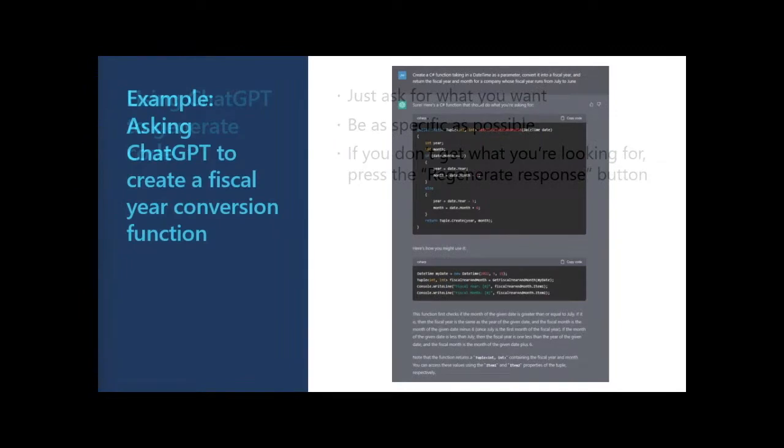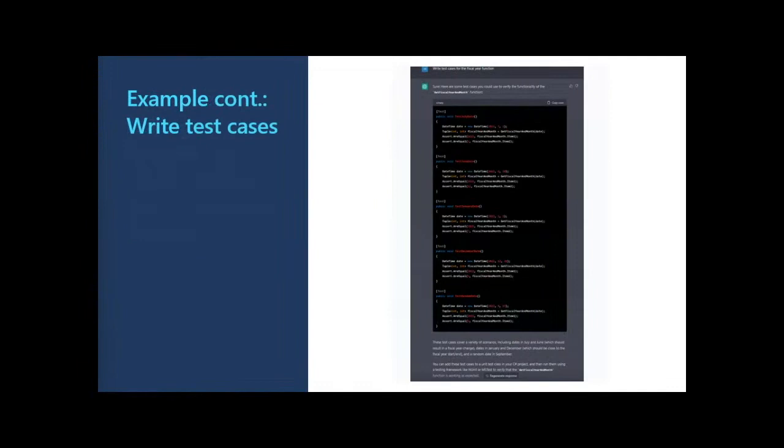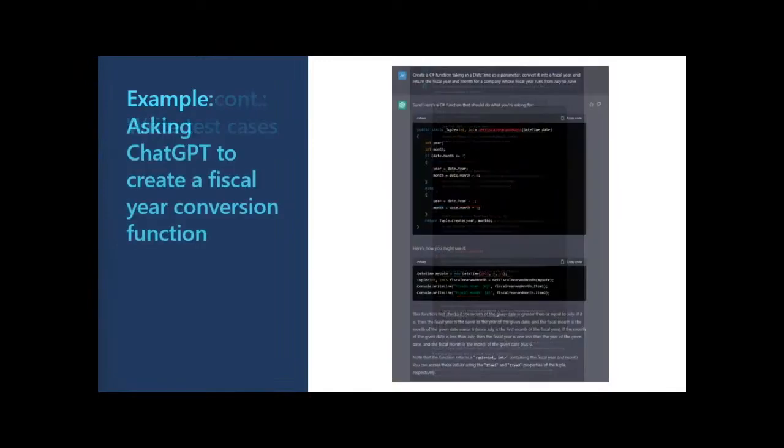So asking ChatGPT, for instance, to generate a fiscal year conversion function. This is written to Microsoft's fiscal year of July to June, but that so happens to be Wikimedia Foundation's as well. So let's just go off of that, right? And I asked basically, oh man, I can barely see here. Wait, it's just continuing on for me. Oops. Create a C# function taking in a date time as a parameter, convert it into a fiscal year, and return the fiscal year and month for a company whose fiscal year runs from July to June.